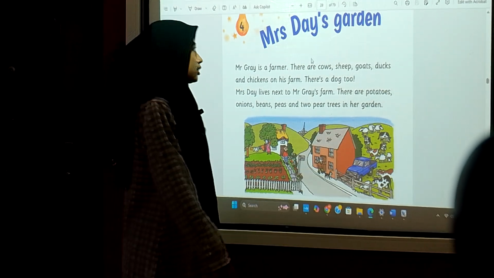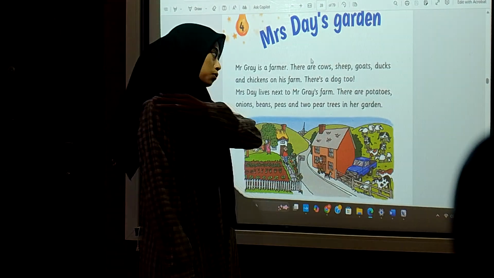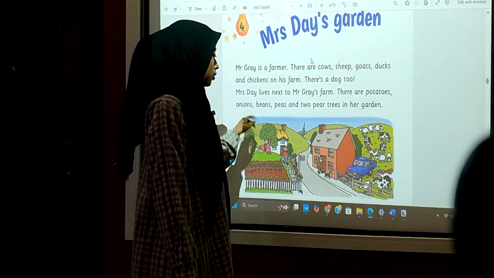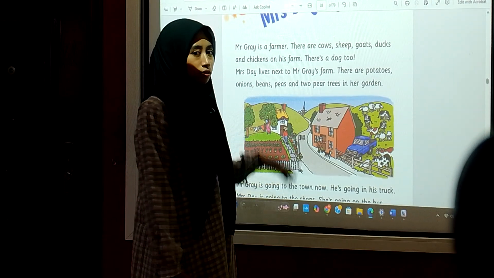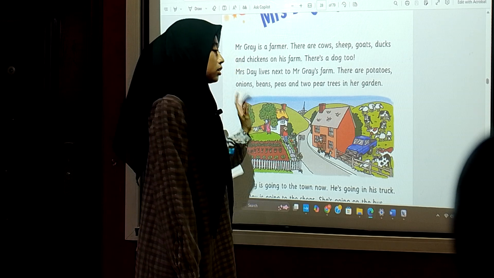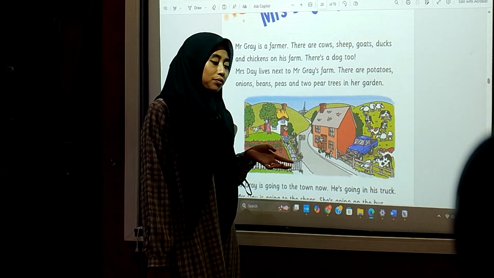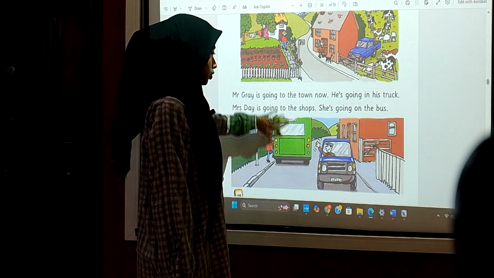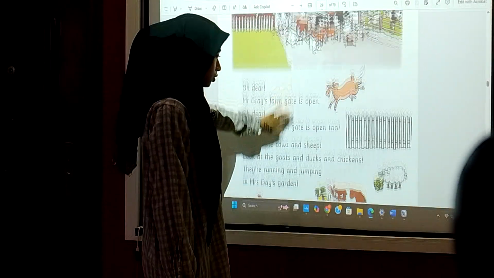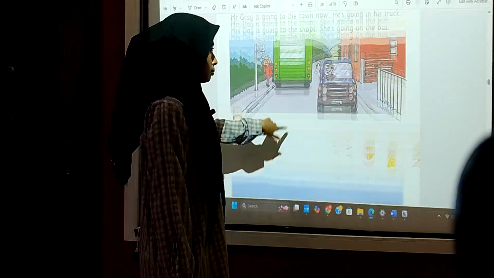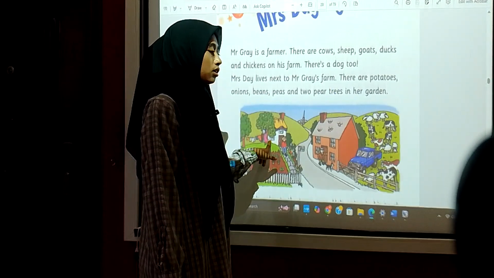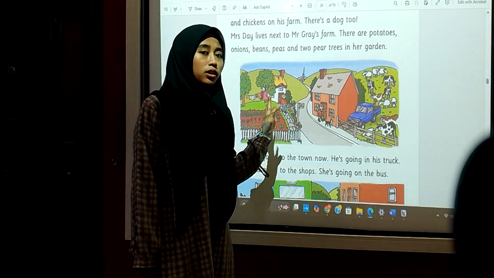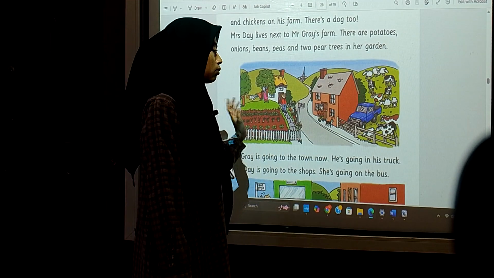Next, we have Mrs. Day's Garden. So the first is I will ask them to read per paragraph. Like this paragraph should be read by Darren, and then the second is Kenshin, and so on until finish. Before I ask them to read, the first is I ask them to look at the picture. Like, what can you see? They will mention one by one.